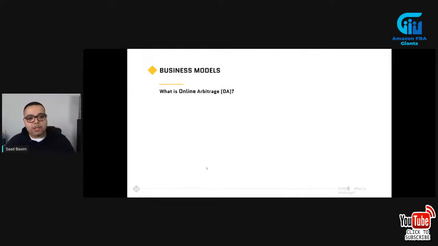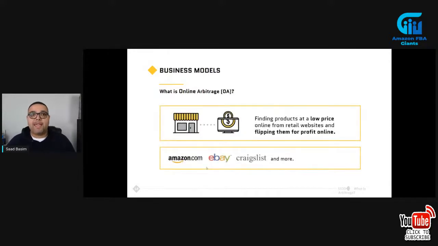Now, business models. We're going to talk about what's online arbitrage, or as referred, aka OA. It's finding a product at a lower price online from retail websites and flipping it for profit online. So that could be Amazon.com, eBay, Craigslist, and more.